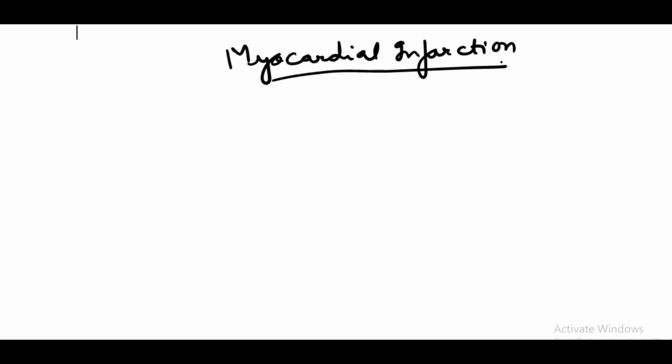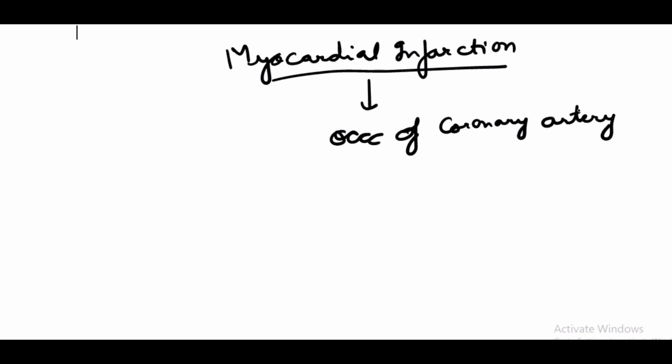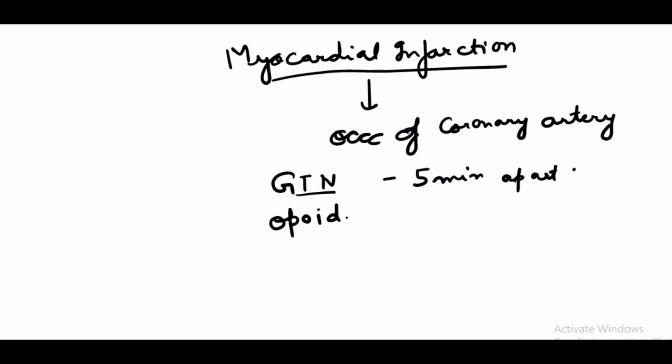Now let us discuss the management of myocardial infarction. Remember, myocardial infarction is defined as ischemic necrosis of the portion of myocardium due to sudden occlusion of the coronary artery. So it is caused by an acute thrombus at site of the atherosclerotic obstruction. So first of all, if chest pain is not relieved by 3 doses of glyceryl trinitrate given 5 minutes apart, an opioid analgesic can be given.